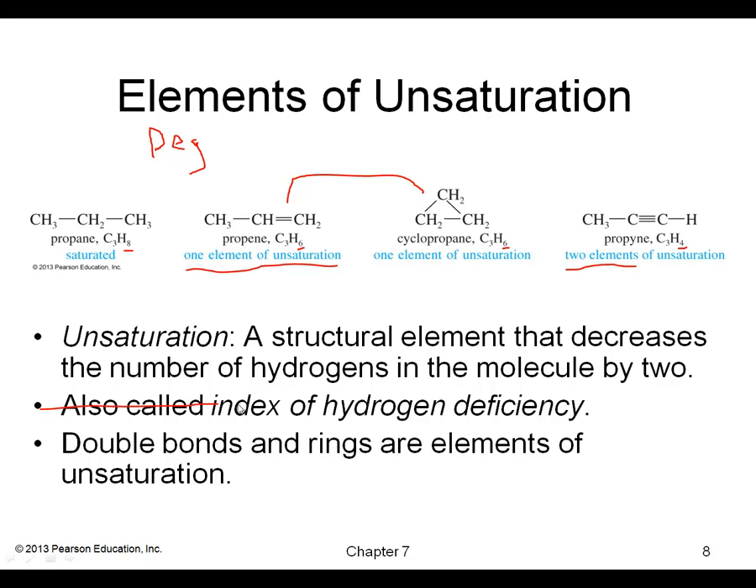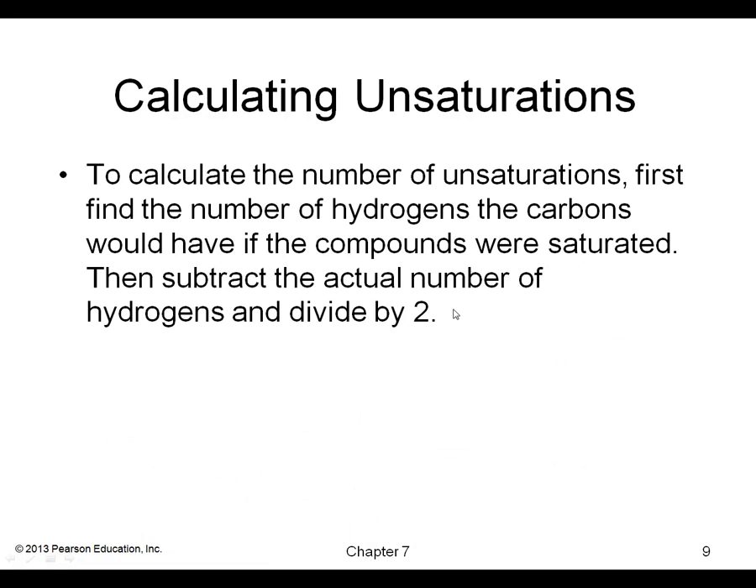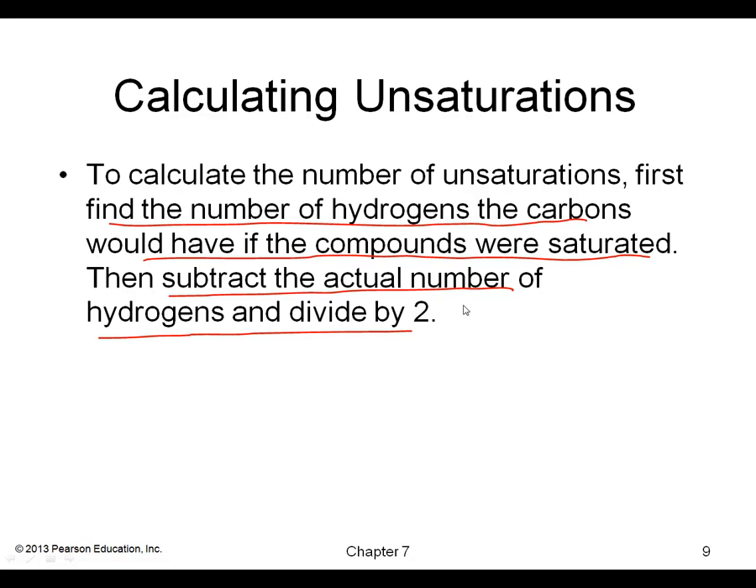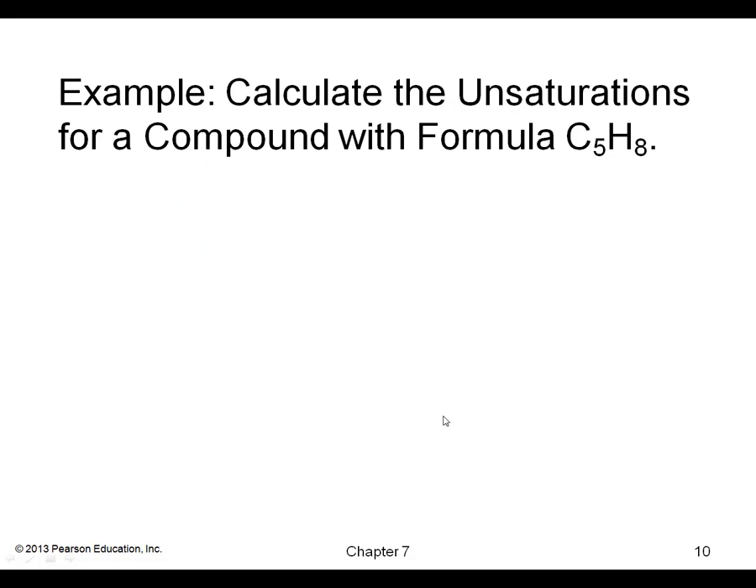Okay, don't have to worry about this thing here. So how do we calculate degree of unsaturation? Very simple. You first find the number of hydrogens the carbons would have if the compound was fully saturated, then subtract the actual number of hydrogens and divide by 2. This calculation cannot distinguish between multiple bonds and rings, but it does tell you that you either have a double bond or a triple bond or a ring in the molecule.